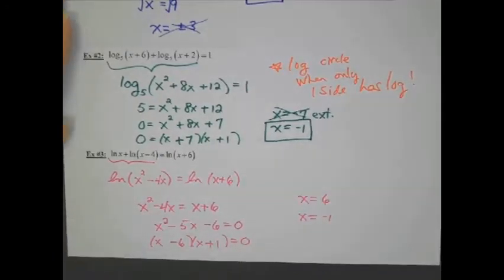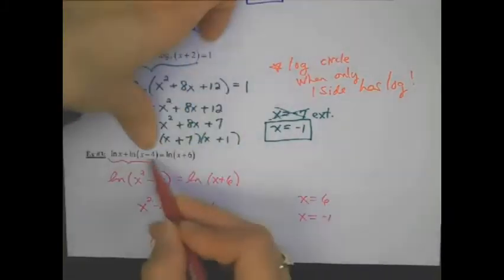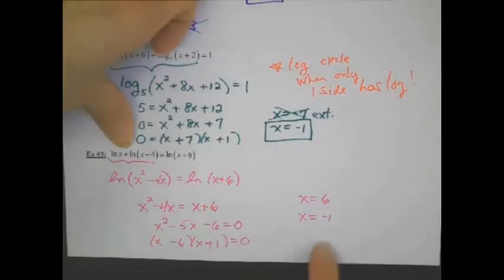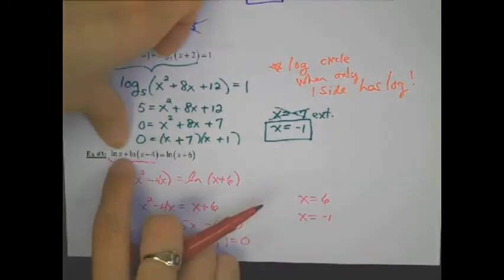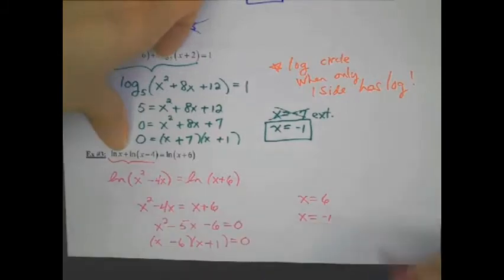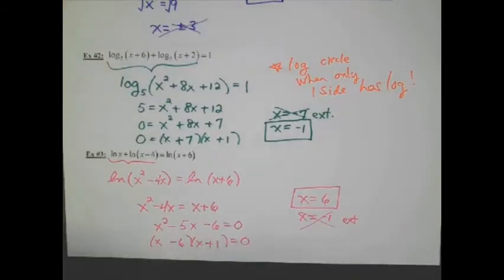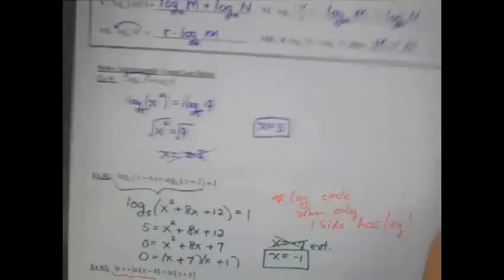Are both of those going to work? Does 6 make any of these of's negative? Oh, 6 is good. How about negative 1? The original problem had log of just a regular x. That is not going to work. Sometimes the positive ones get crossed off, sometimes the negative ones, sometimes both, sometimes none. You just have to check every problem with the original logs. Okay, so we solved that one.